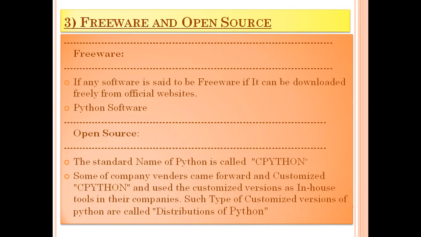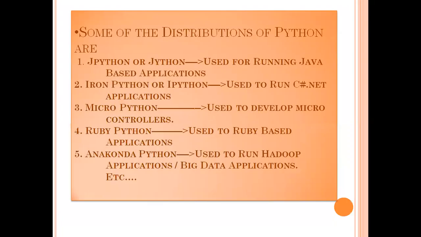Such types of customized version of Python is called distribution of Python. Some of the company vendors came forward and customized CPython. And who is the company which is taking care of the Python programming? The one still working on Python is PSF. The official website is www.python.org. As I've told you earlier, such customized versions of Python are called distributions of Python.